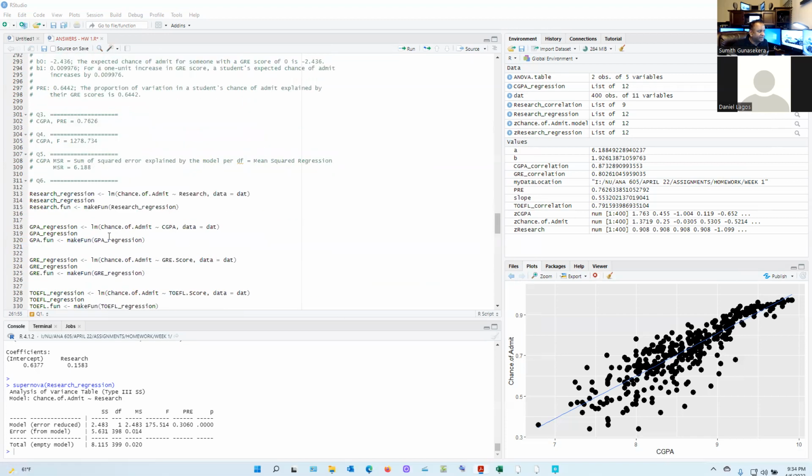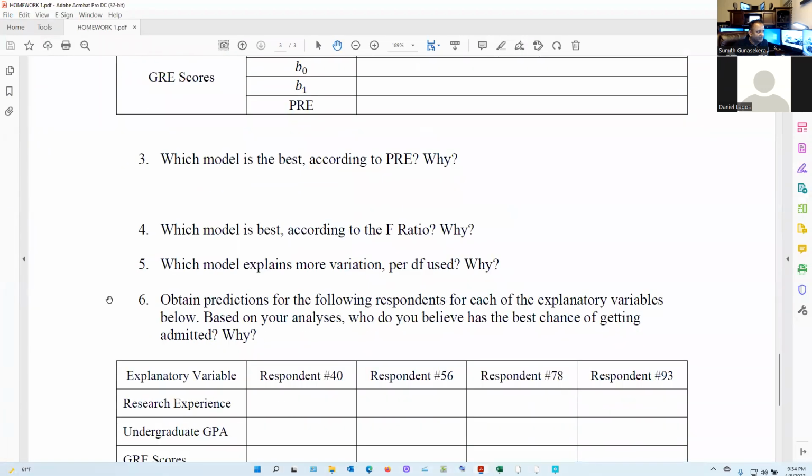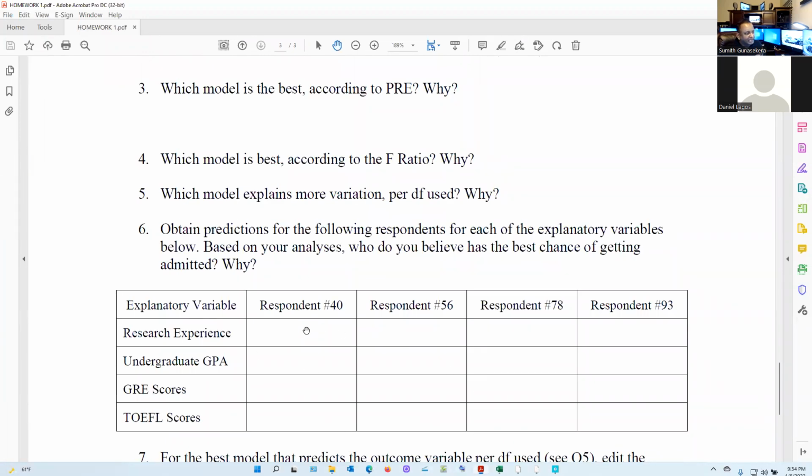Then number six. Number five, number six: obtain the prediction for these respondents. The respondents are research experience, undergraduate GPA, GRE, TOEFL score. See, respondent 14, respondent 56, based on this model, this model, this model, this model. So they are looking for what? The predicted value for the chance of admit, Y hat. When research experience is utilized to explain the chance of admit for the 40th respondent, 56th respondent, 78th respondent, 93rd respondent.